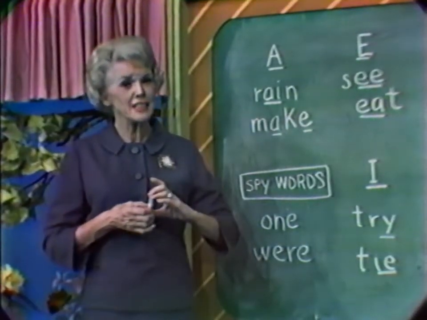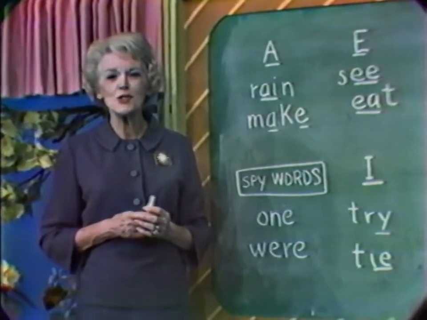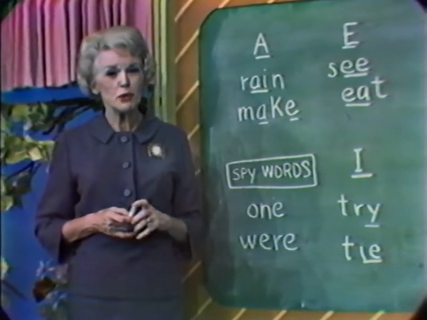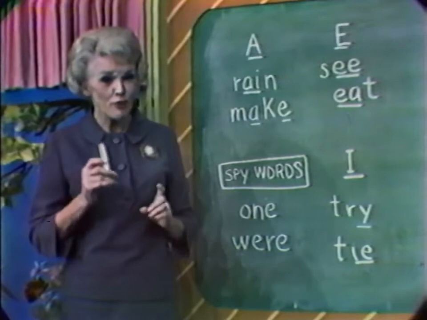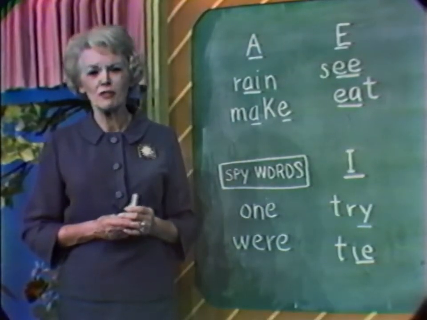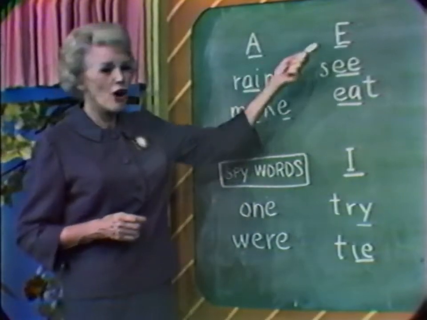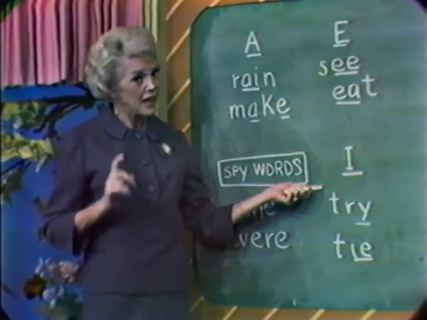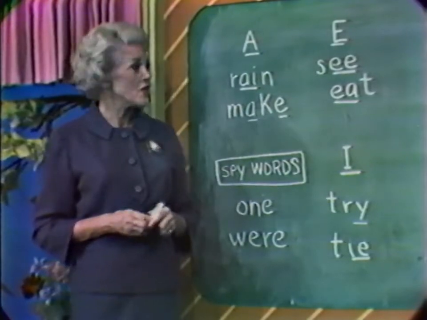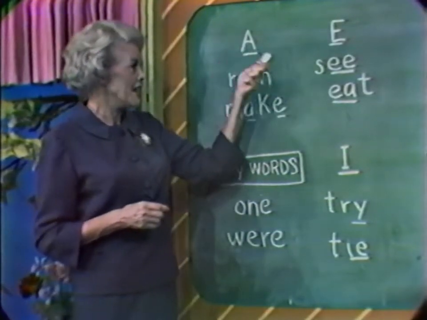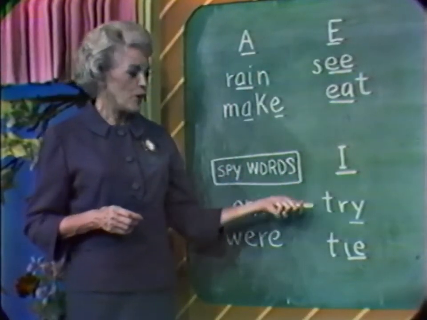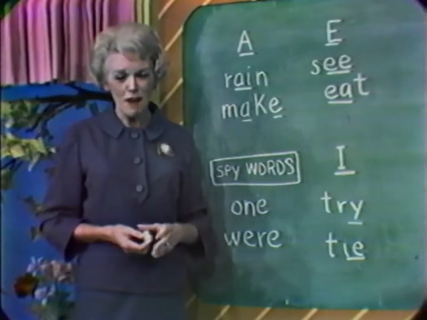Next week, we will have reading lesson 7. We'll be reading signs you see in the park and on the street. We'll be reading tongue twister sentences. And for your homework, see how many words you can find in an old magazine or newspaper that have the sound of long A, long E, and long I. Not just the letters, but the sounds. Words like rain for long A, see for long E, or try for long I. Goodbye.